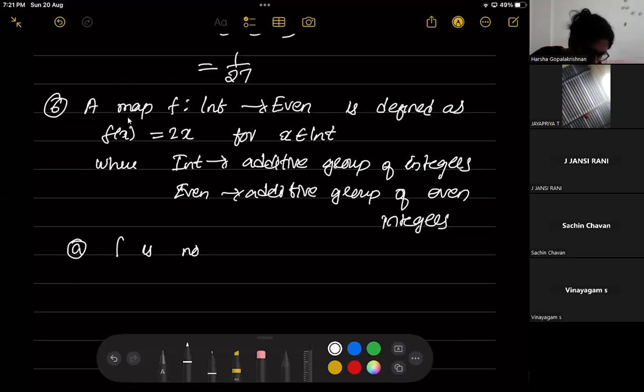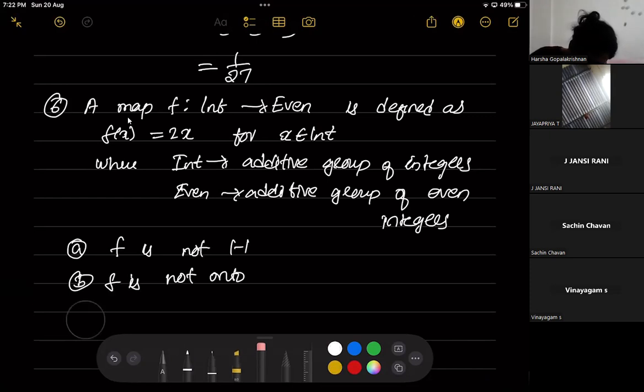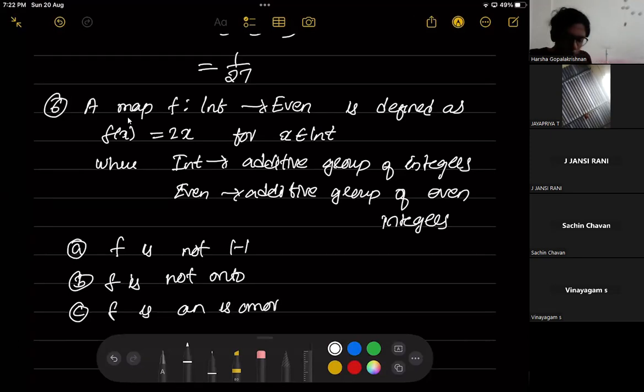f is not onto, f is an isomorphism. Okay.